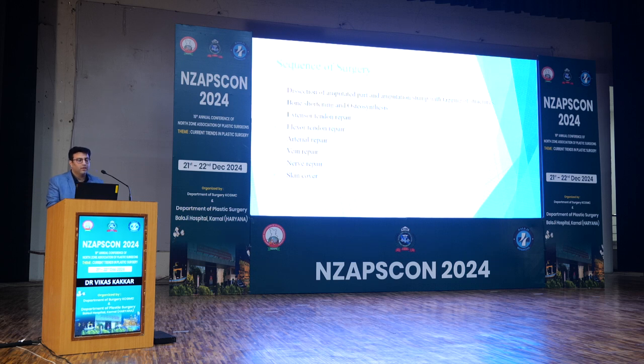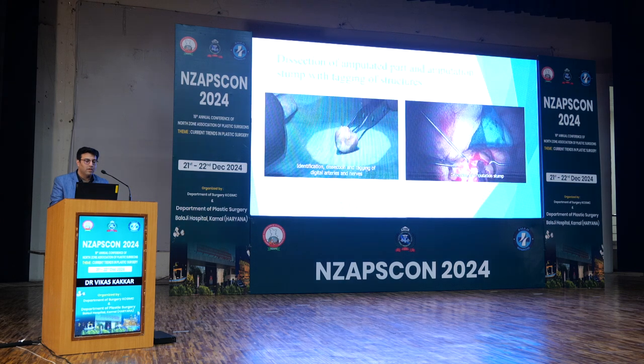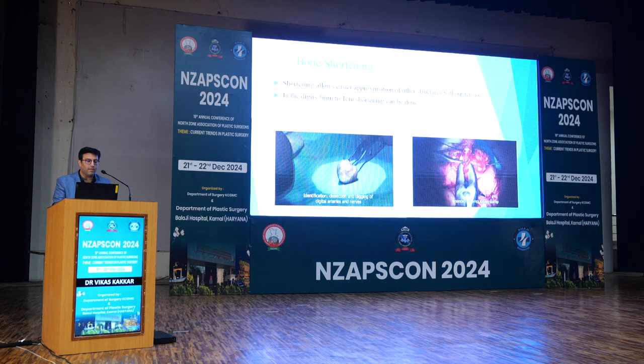So the sequence of surgery includes the dissection of the amputated part, then bone shortening and osteosynthesis, followed by extensor and flexor tendon repair, then arterial repair, vein repair, nerve repair, and the skin cover. This is a photograph showing the dissection of the part and the tagging of the structures.